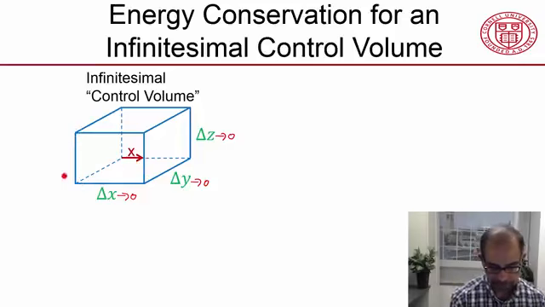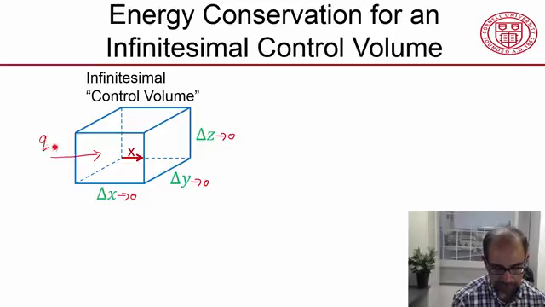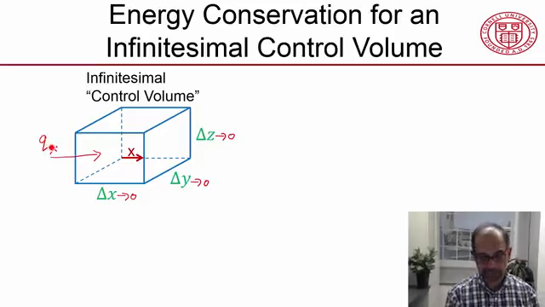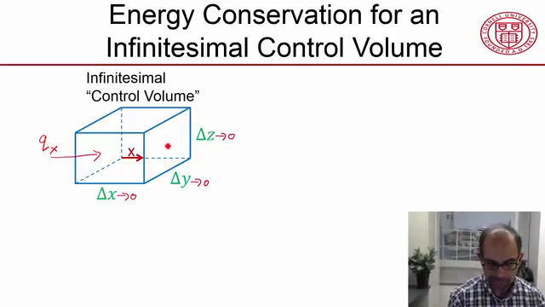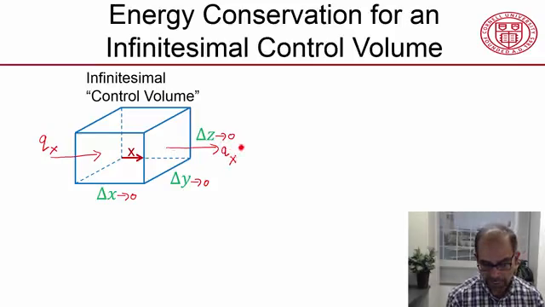Let me consider this face here. There is a heat flow through that face, which I will denote as Q sub x. This is a heat flow in, and then there is a heat flow out through that face, which I will denote as Q sub x plus delta x. It's going to be slightly different from that because that distance is vanishingly small.